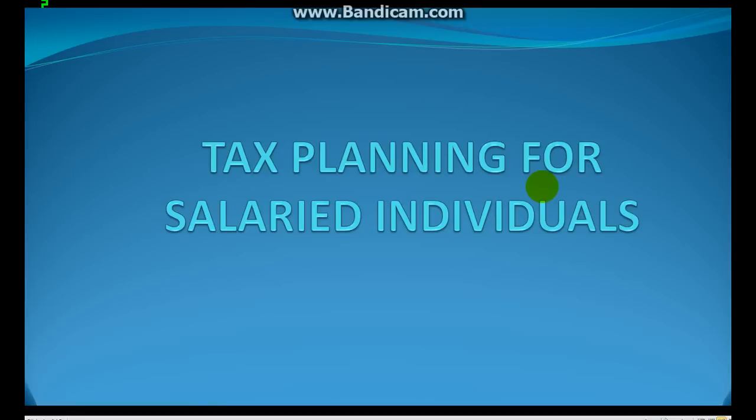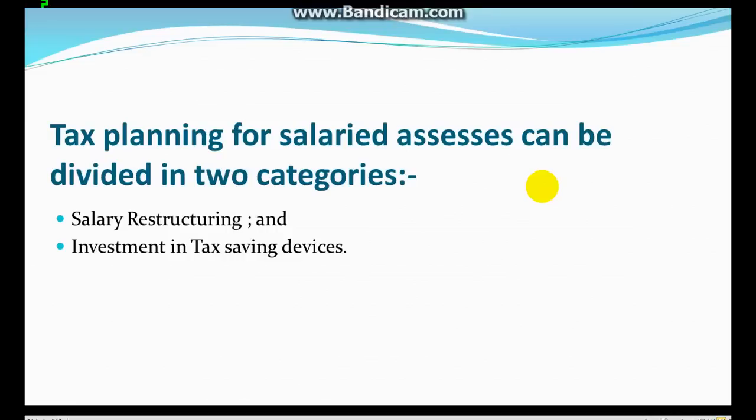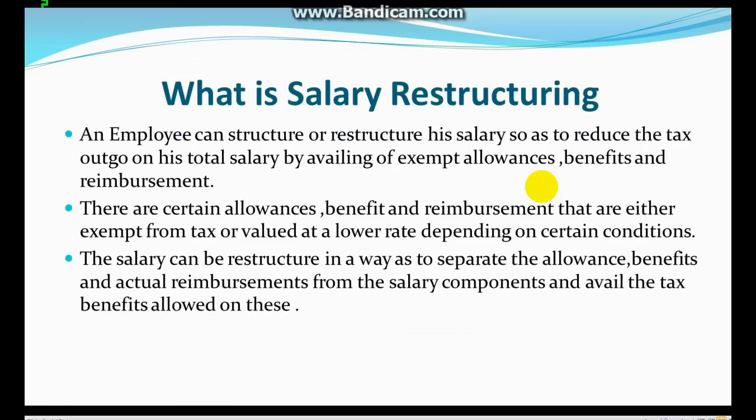So let's get started with the topic. Tax planning for salaried assessees can be divided into two categories, which are salary restructuring and investment in tax saving devices. I am going to tell you about these two components in detail so that you will get to know the idea of how you can save tax through these categories.